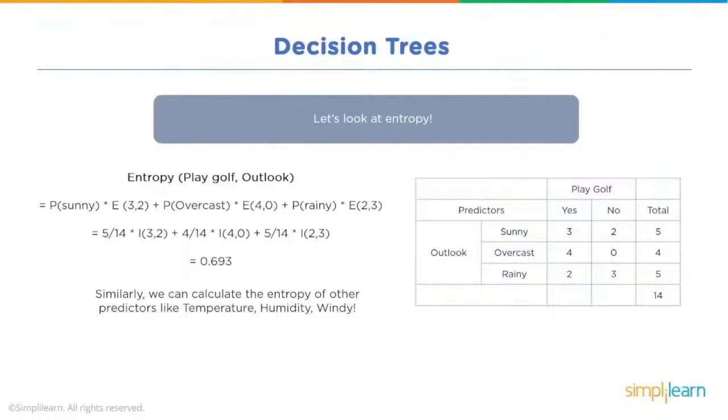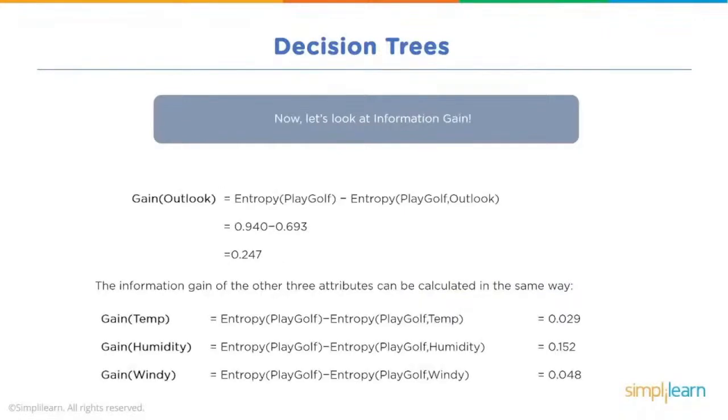Similarly, we can calculate the entropy of other predictors like temperature, humidity, and wind. And so we look at the gain of outlook. How much are we going to gain from this? Entropy of play golf minus entropy of play golf given outlook. We take the original 0.94 for the whole set minus the entropy of just the rainy day and temperature, and we end up with a gain of 0.247. So this is our information gain.